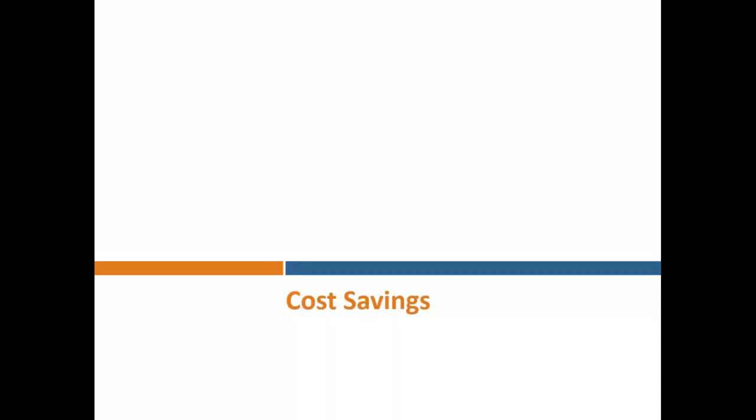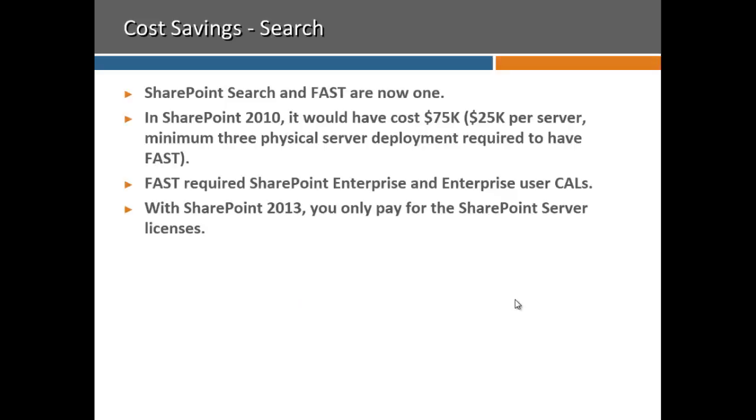So with that, I'll move on to my third topic and quickly cover some changes in the SharePoint licensing model that can help you realize a larger return on investment in your existing SharePoint platform. I already touched on this before, but with SharePoint 2013, SharePoint Search and Fast are now combined into a single product. In SharePoint 2010, it would have cost you around $75K, that's $25,000 per server, for a minimum 3 physical server deployment in order to have Fast.